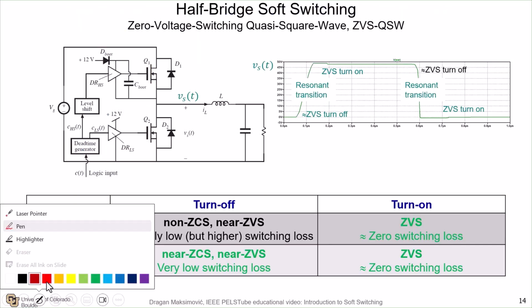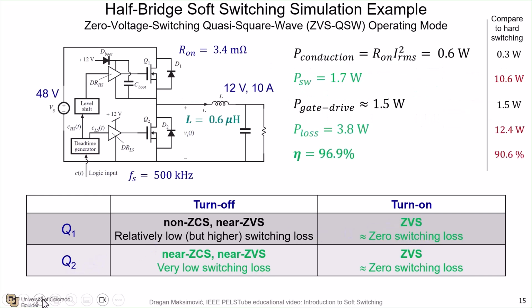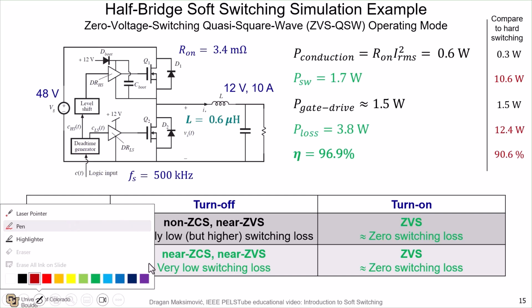So here is a summary of the switching loss mechanisms for Q1 and Q2 in the soft switching case. Turn off, again, is near zero current switching, near zero voltage switching, with very low switching loss. Zero voltage switching turn on of Q2, and then as far as turn off is concerned, we have non-zero current switching, but still relatively low loss, although somewhat higher compared to the hard switching case. And then most importantly, we have a turn on at zero voltage switching, and that's the main benefit of this type of soft switching. Here is the simulation example again for the soft switching case.